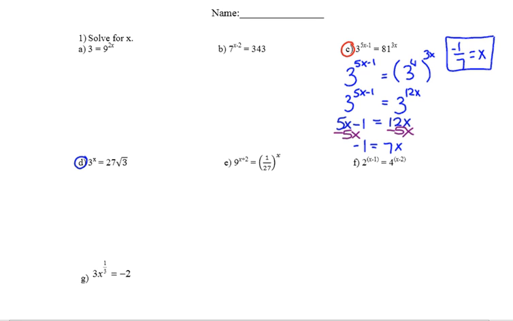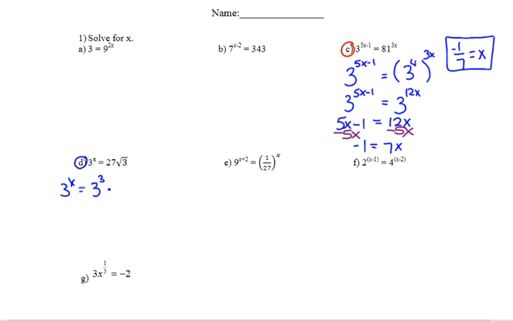All right, we want to make a base of 3, and everything has to be in exponential form, so we can't have square roots. So 3 to the x, how can we make 27 base 3? 3 to the power of 3. 3 cubed.